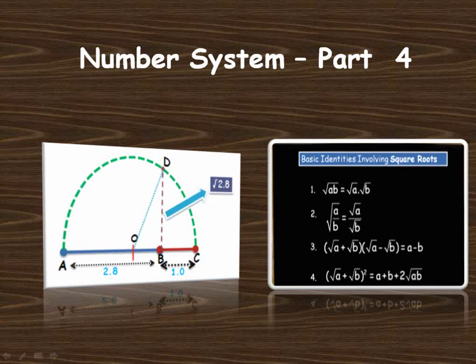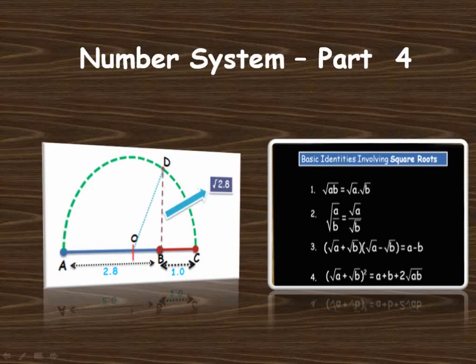Hi students, and welcome to this last part of number systems, that is the part 4. In this lecture we are going to study some of the very important properties of real numbers. Then we are going to look at the method of how to find the square root of any number using geometry and how exactly to represent the square root of any number on the number line.